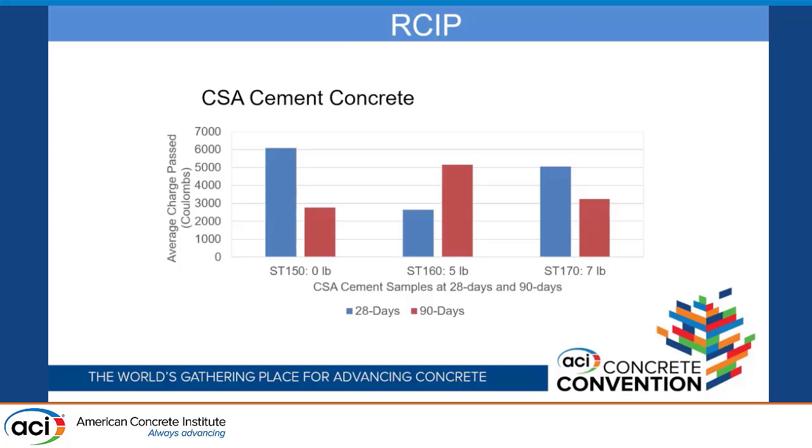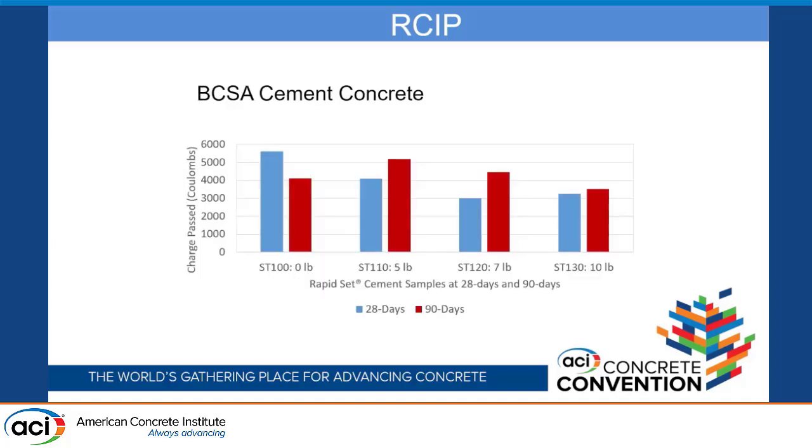In terms of the rapid chloride ion permeability, we didn't see a whole lot of consistent results from these tests, but in most cases, as we can see here with the CSA cement concrete at the 28-day range, we did see a decrease in our coulombs passed. We didn't really see a definitive trend when we looked out at 90 days. For the BCSA cement concrete, we saw a reduction as we increased the internal curing water, but again, not a drastic reduction out at 90 days.